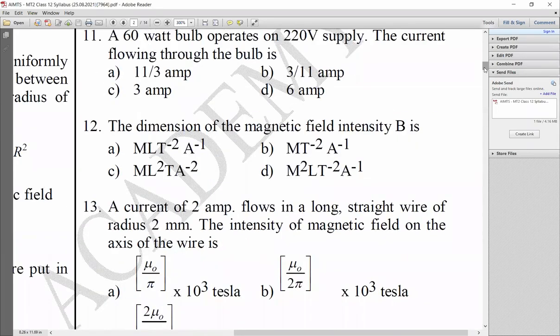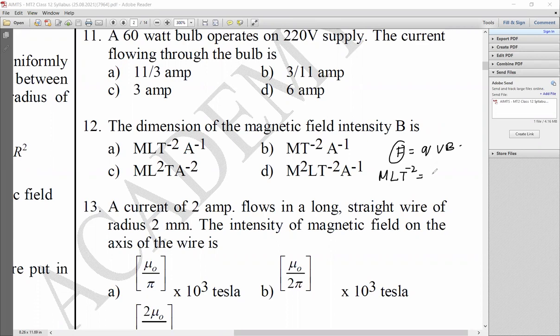The dimension of magnetic field intensity B. What will be the dimension for magnetic field intensity B? So with that, force is nothing but QVB. Okay, force is Newton. I can write force as mass into acceleration, that means M, and acceleration was meter per second square.